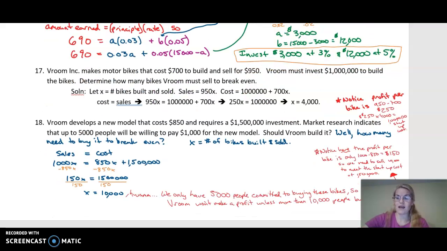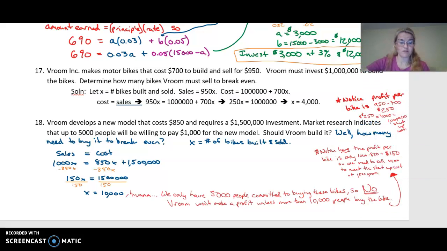We'll talk through them. And last but not least, let me move my picture real fast. Number 18, Vroom. Should they build this more expensive new model of a motorbike? And I said no, because they would need to sell 10,000 bikes in order to break even, right? They'll only start making a profit after they sell 10,000, but there are only 5,000 people who are committed to buying it. So I'd say no, that's not a good business investment. Don't build the more expensive ones.